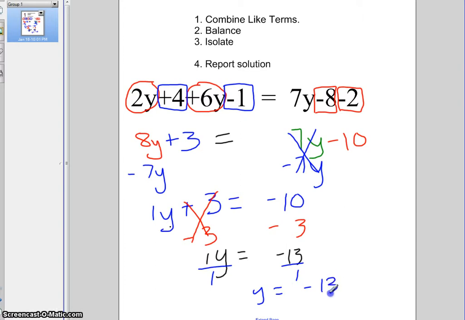A negative divided by a positive or a positive divided by a negative always results in a negative quotient. And our value, our answer, our solution that we're going to report is read as y is equal to negative 13.